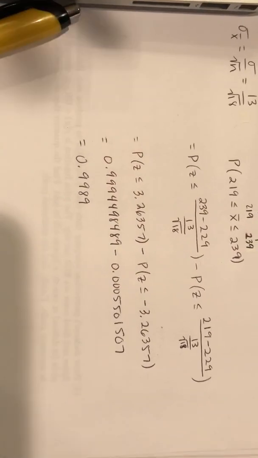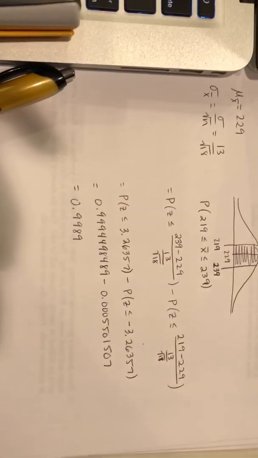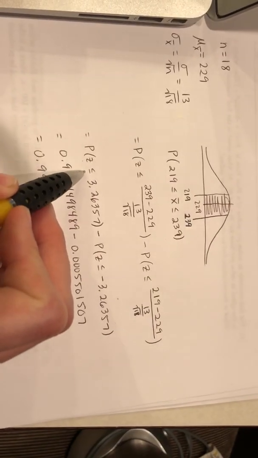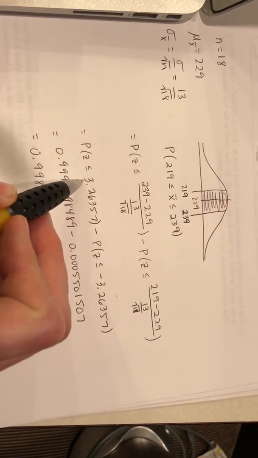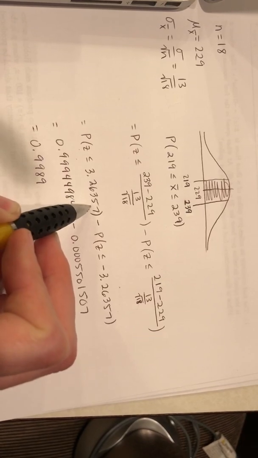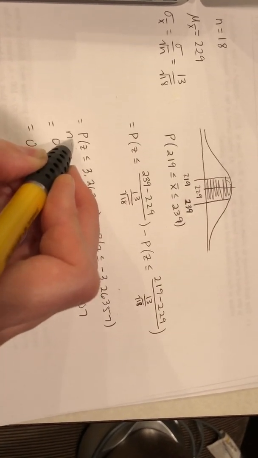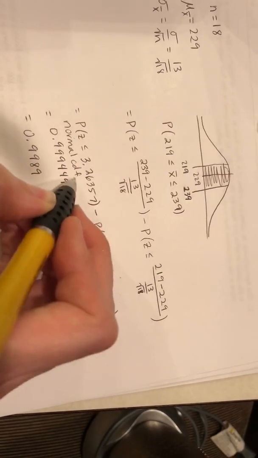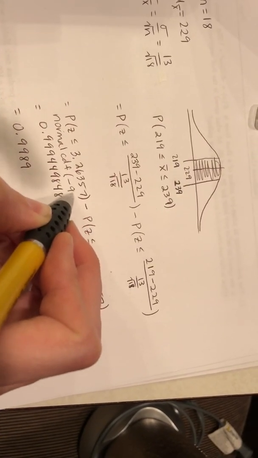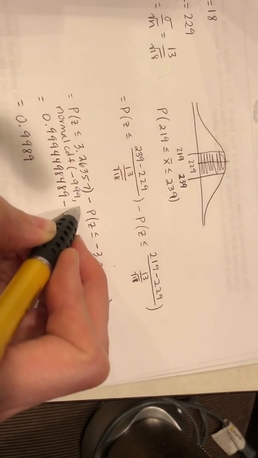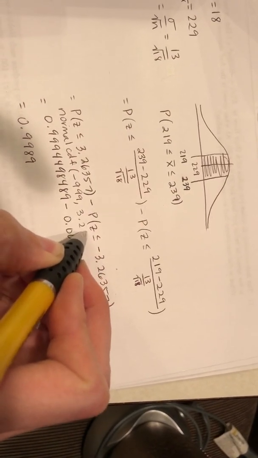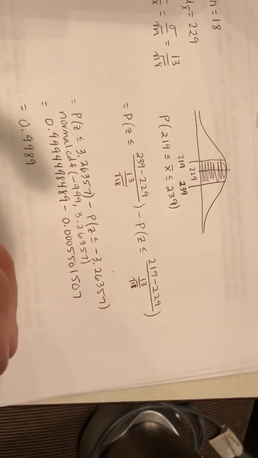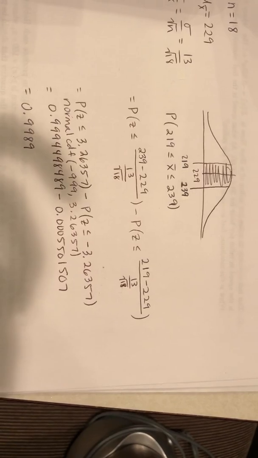we need normal CDF. So I didn't write that down. So what you need to put into your calculator, if you want the area to the left of 3.26357, that is normal CDF, negative 999 to 3.26357. Okay, and you can put this into your calculator all at one time.